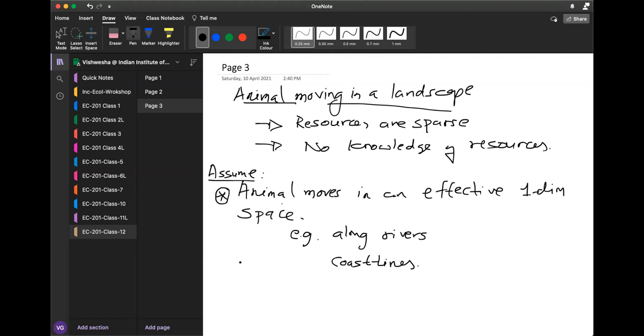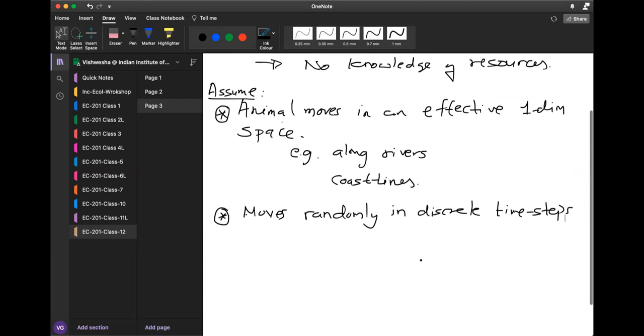Let's assume that the animal we are considering does the same. Let's assume that it moves randomly in discrete time steps. Again, I am doing this for mathematical simplicity. Again, this is not a necessary condition. It's not a crucial condition. One can generalize very easily for non-discrete time steps also.